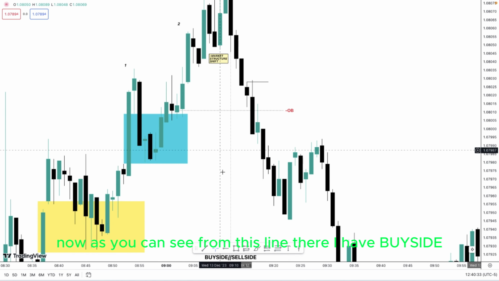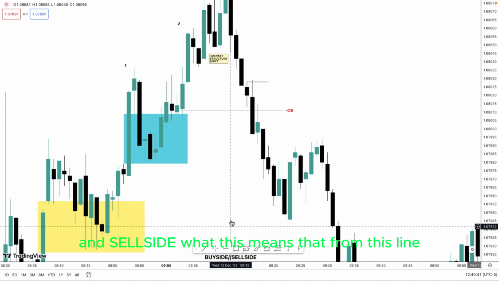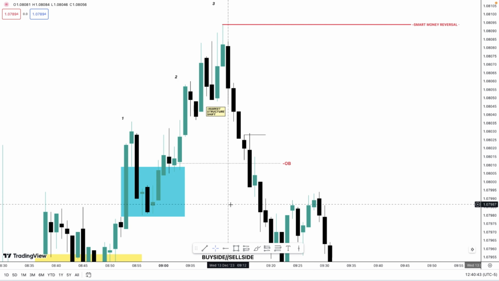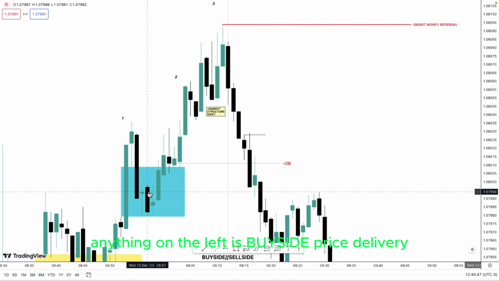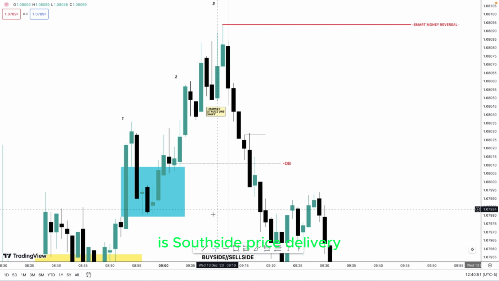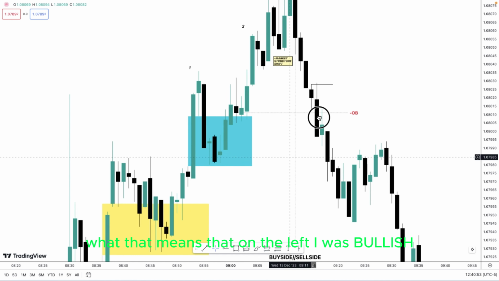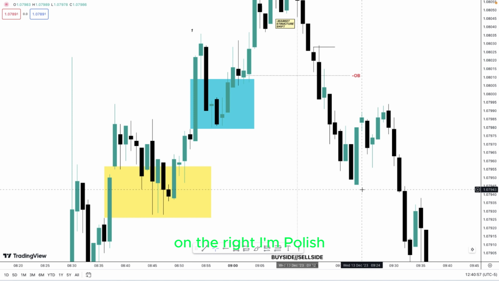Now, as you can see from this line there, I have buy side and sell side. What this means is that from this line there, anything on the left is buy side price delivery. Anything on the right is sell side price delivery. What that means is that on the left I was bullish, on the right I'm bearish.